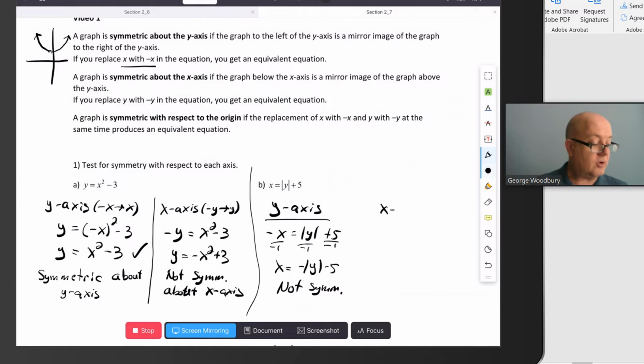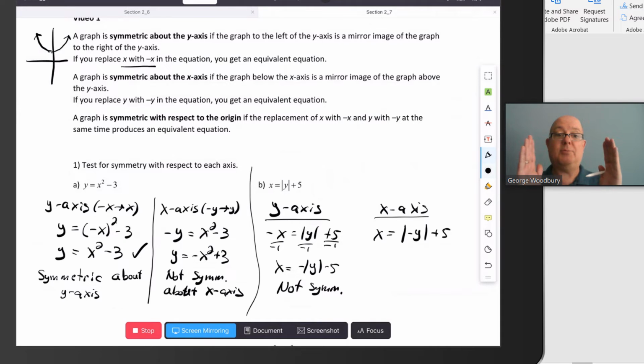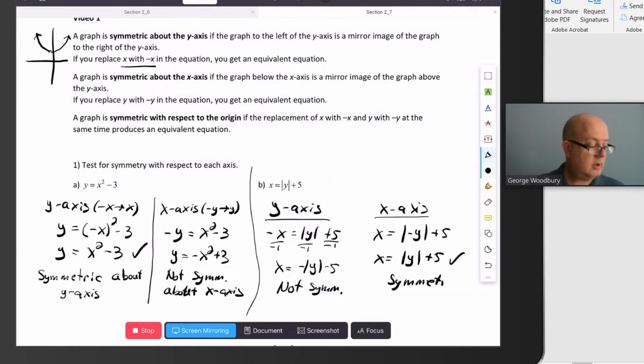For the x-axis, however, things are going to work out. When we put in negative y for y, x equals the absolute value of the opposite of y plus 5. The absolute value of negative y is the same as the absolute value of positive y, and that gets us back to the same equation. So this one is symmetric about the x-axis. Just a little summary before we go any further: to check the y-axis, put in negative x. To check the x-axis, put in negative y.